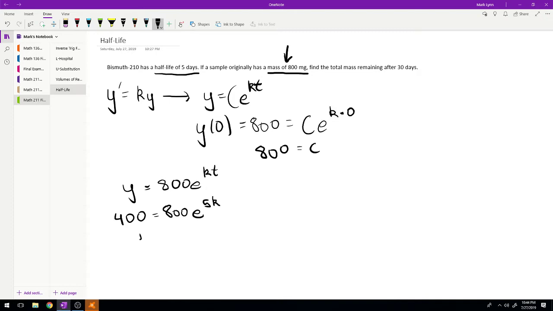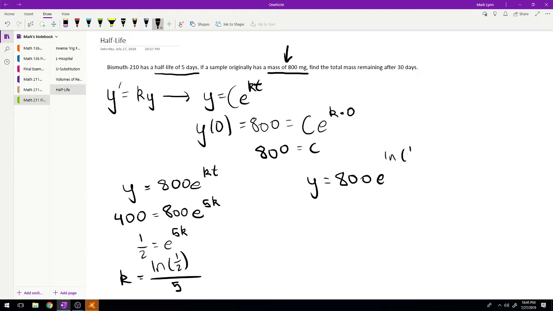So dividing that 800 over, I get 1/2 is equal to e to the 5k. I'll take the natural log of both sides and divide by 5 to get natural log of 1/2 over 5. Once again, I'll put that back into my original equation to get y equals 800 e to the natural log of 1/2 over 5 times t.